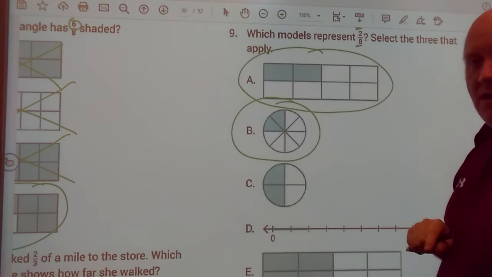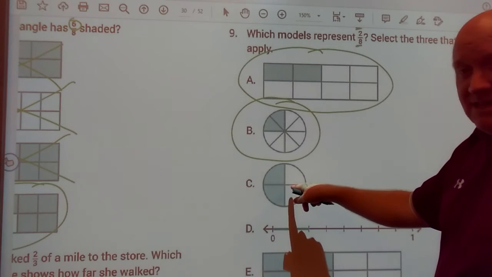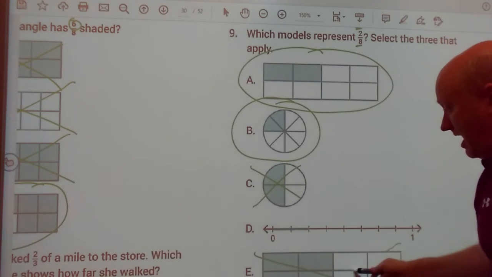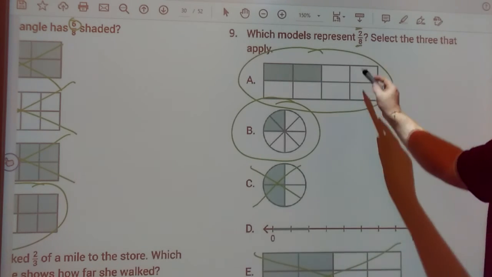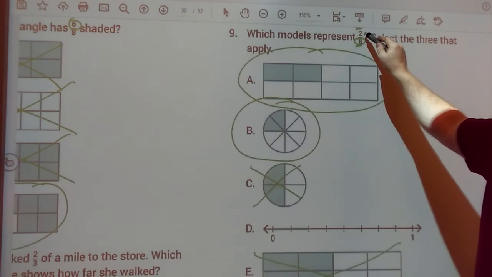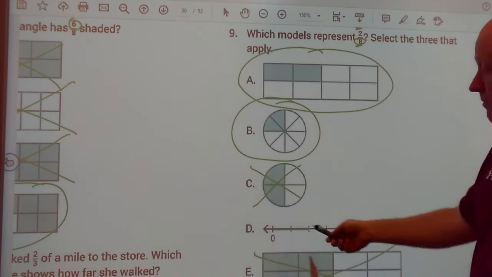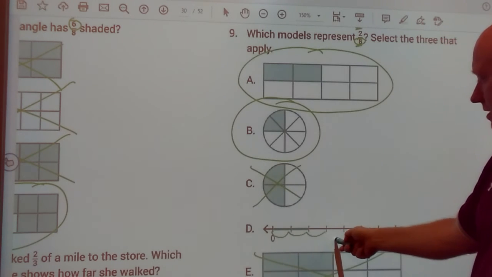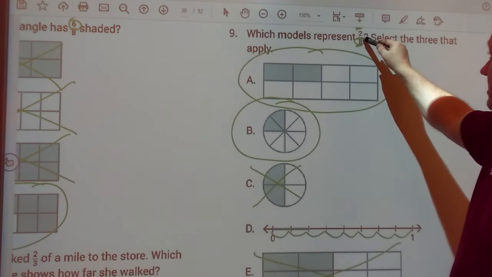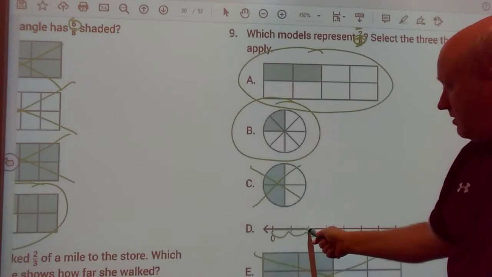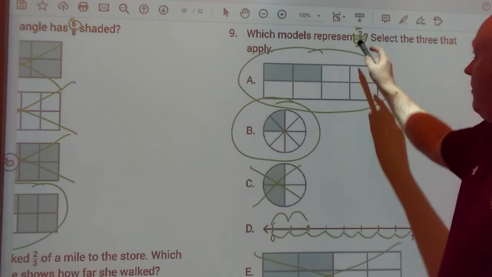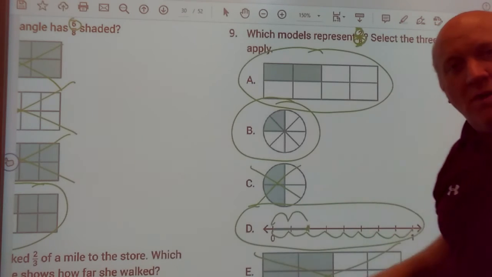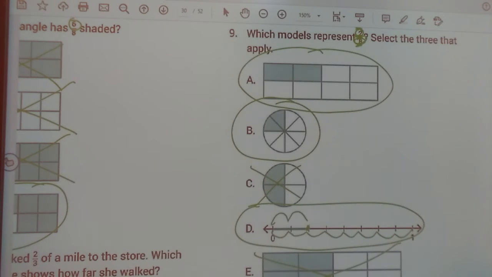What about C? No, because C only has 4 slices and 2 is shaded, so it can't be C. What about E? E can't be. You're right, there are 8 equal boxes, but 4 are shaded, and that's not a 2. And what about D? How many equal spaces do we have? 1, 2, 3, 4, 5, 6, 7, 8. There's my 8. And how many are shaded here? 1, 2. There's my 2. So A, B, and D are your answers, okay?